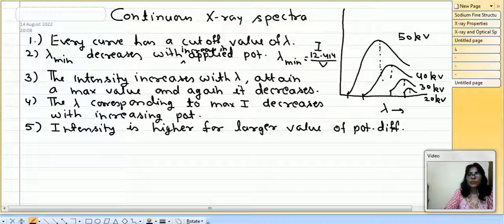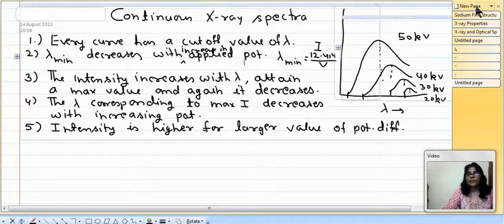Then the lambda corresponding to maximum intensity means this point. So as we increase the potential difference, then this lambda value for which intensity is maximum also decreases. And then if we increase the potential, then intensity will increase. So here the intensity is less, then a little bit higher, then higher, and this is the maximum intensity for the maximum potential difference. So these are the continuous X-ray spectra.